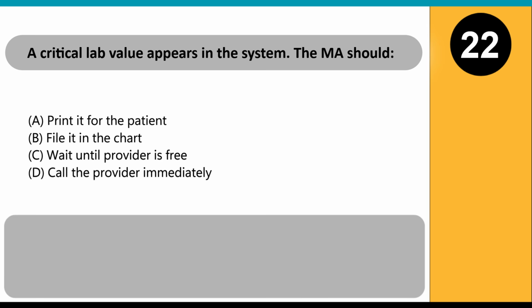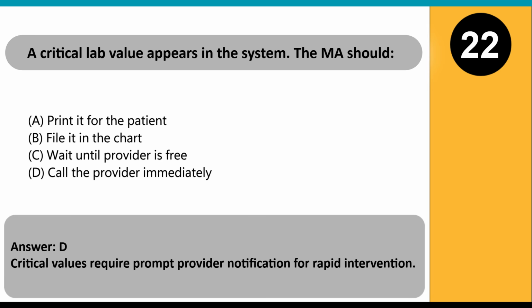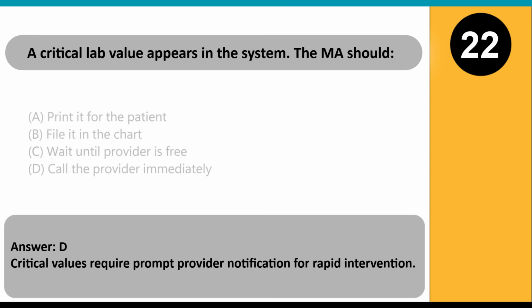A critical lab value appears in the system. The MA should A. Print it for the patient. B. File it in the chart. C. Wait until provider is free. D. Call the provider immediately. Answer: D. Critical values require prompt provider notification for rapid intervention.